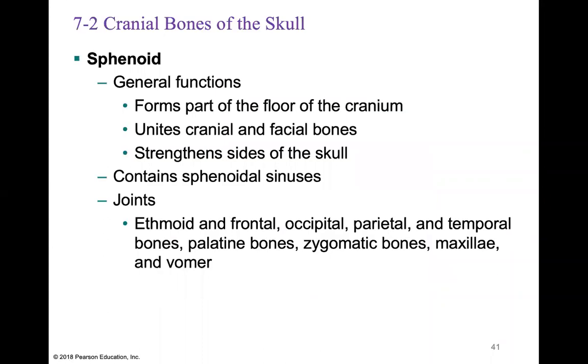Sphenoid bone. This forms part of the floor of the cranium. It unites the cranial and facial bones, and it strengthens the sides of the skull. This will form a joint with the ethmoid and frontal bones, the occipital, parietal, temporal, palatine, zygomatic, maxilla, and vomer. It's called one of the keystone bones because it actually does articulate with most bones in the skull.